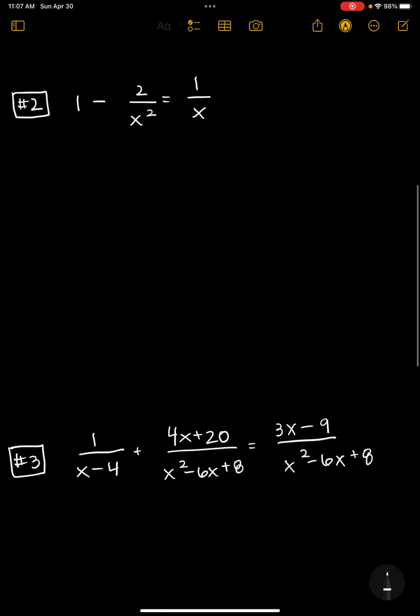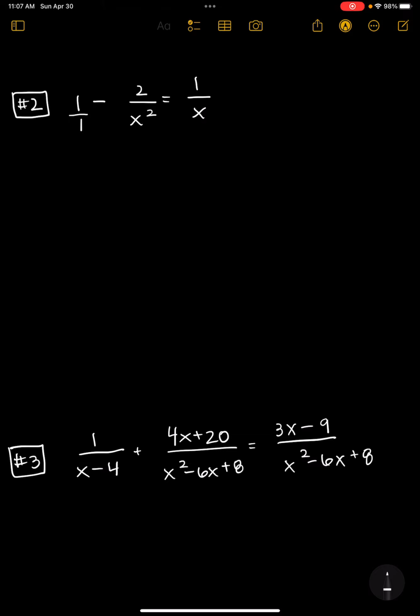So the next example is 1 minus 2 over x squared is equal to 1 over x. Once again, we want them to have common denominators. Once they all have common denominators, then we can cancel them out. The first thing I'm going to do, though, is get this 1 to be a fraction by just putting it over 1. So 1 over 1.